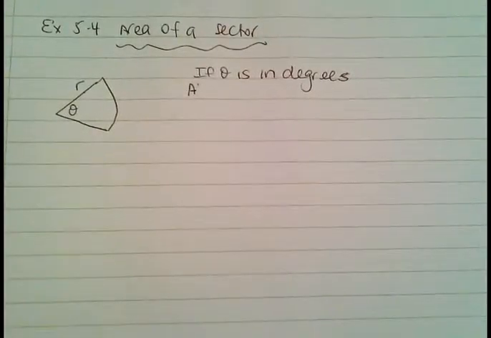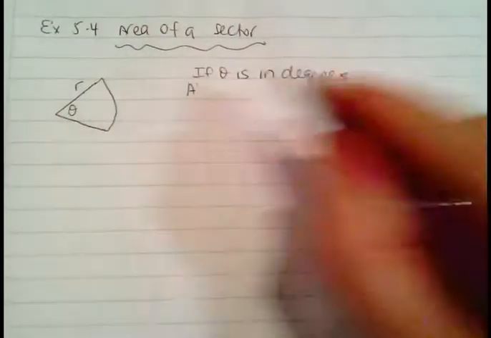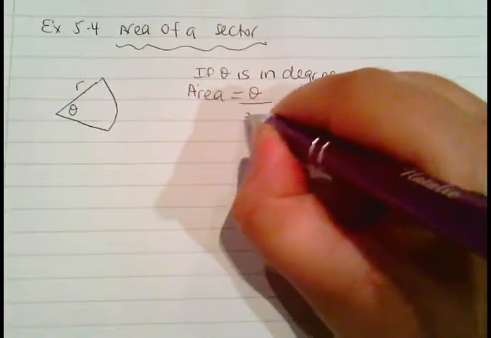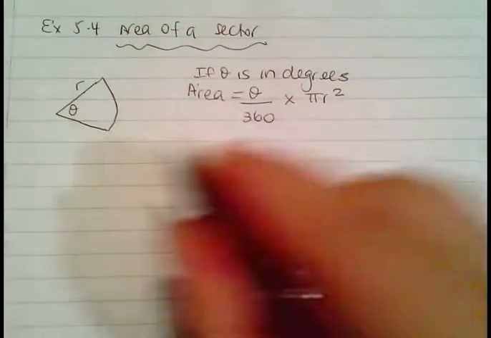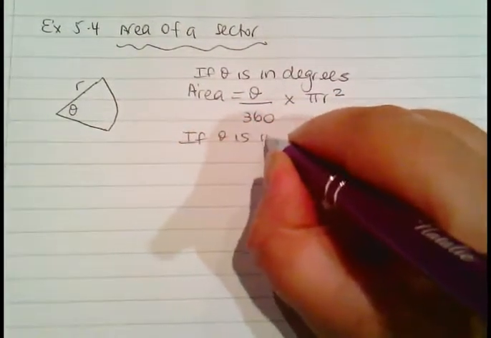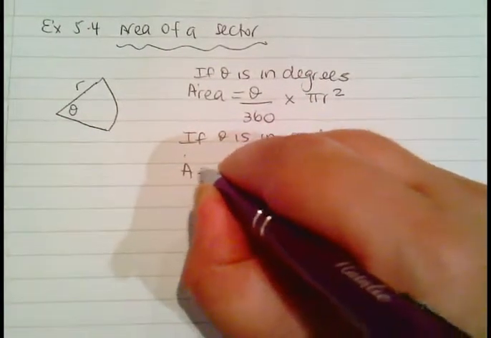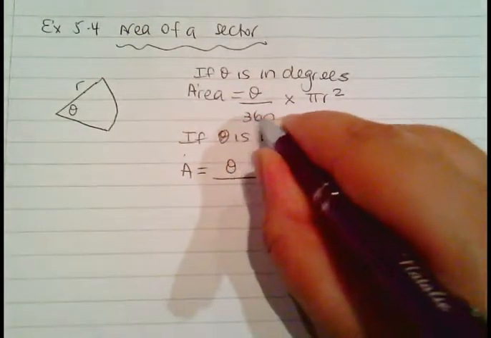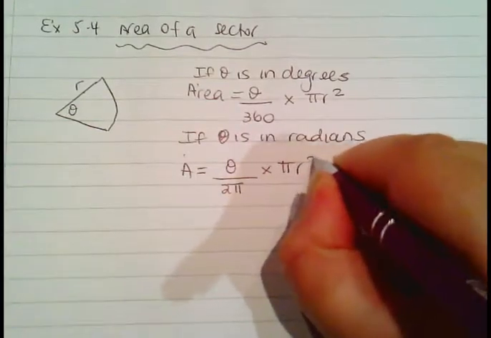Okay, now exercise 5.4, area of a sector. If theta is in degrees, the area of a sector is theta over 360 times pi r squared. That's if we're given theta in degrees. However, if theta is in radians, then the area is still theta, but theta has to be in radians this time. Now 360 is 2 pi, so it's theta over 2 pi times pi r squared.